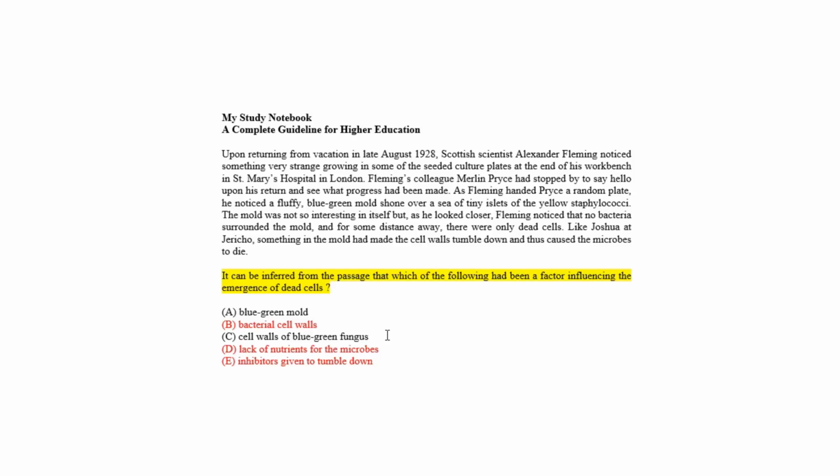Blue-green mold, where mold is a kind of fungus, and specifically the cell walls of the mold or fungus had been the factor influencing the emergence of dead cell. In comparison between choice A and C, we can decide that choice C is more specific and logical as the correct answer. So we can eliminate choice A and accept choice C as the correct answer. So the correct answer is choice C.